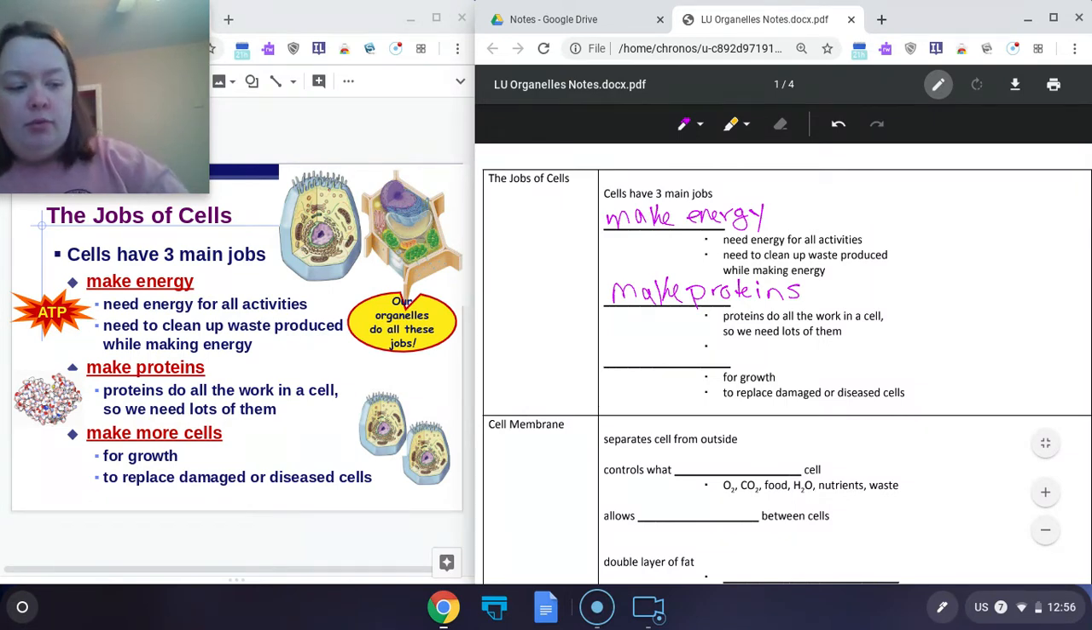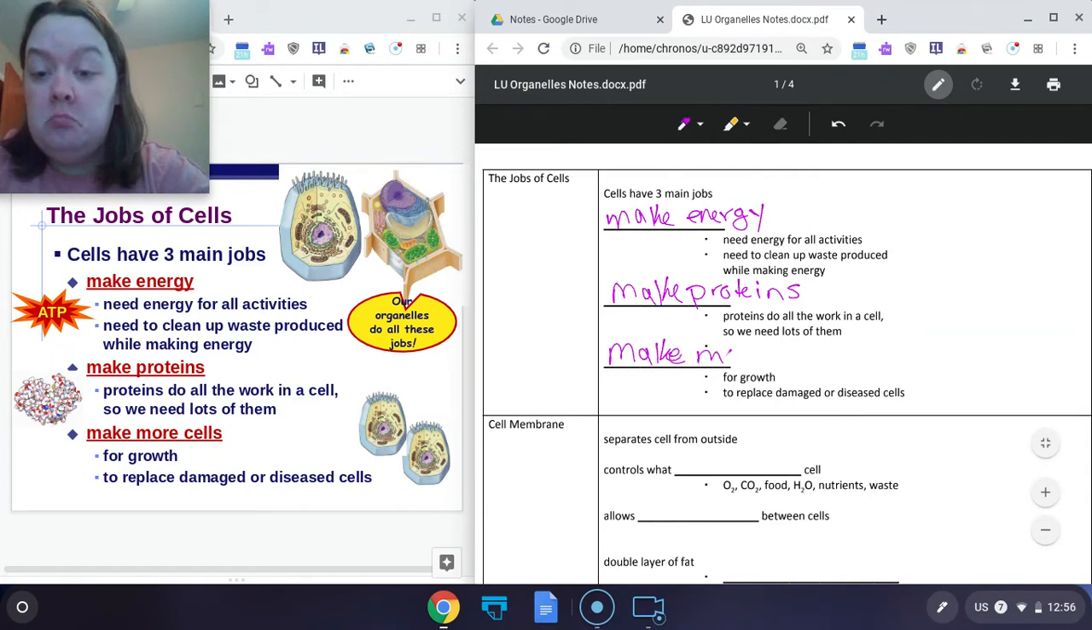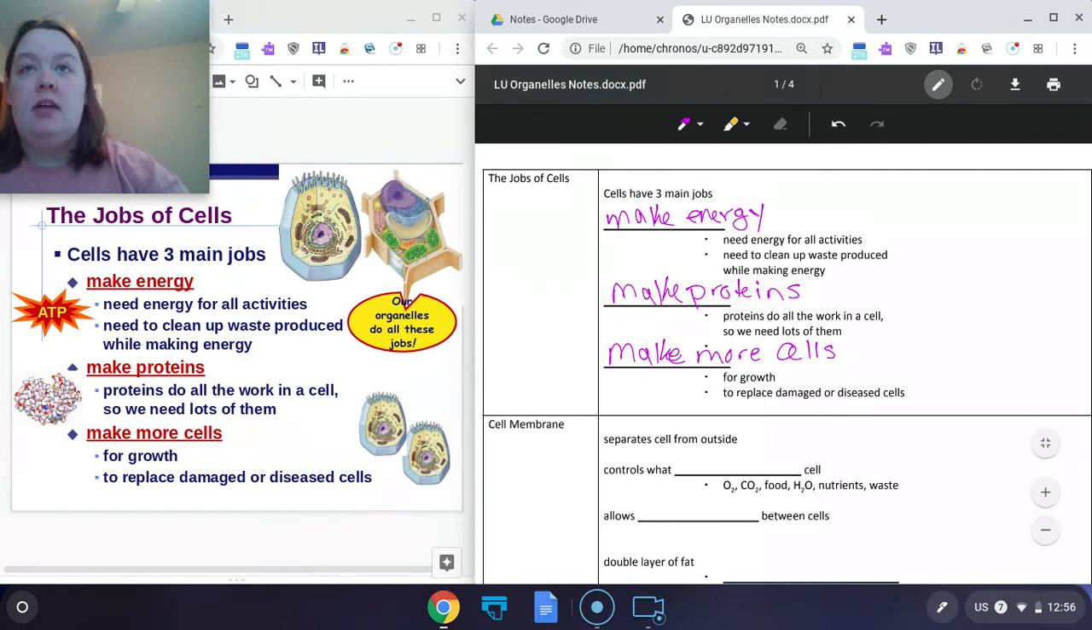And then number 3 main job of cells is to make more cells. We need to make more cells to grow. We need to make more cells in the event that we get injured. So if I injure myself, I need to be able to grow new cells in order to repair that injury. So our 3 main jobs of cells: make energy, make proteins, and make more cells.